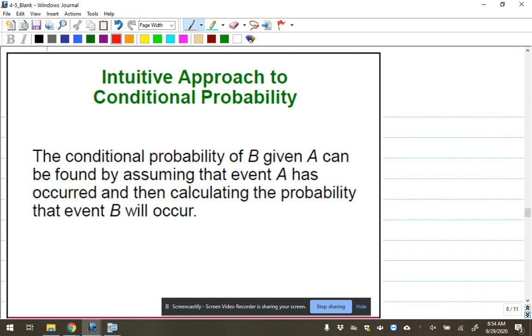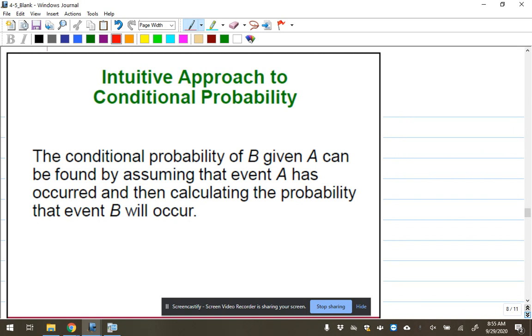It says the intuitive approach again. I'm not sure how intuitive it is. I think it makes sense, but you may not. Conditional probability of B given A can be found by assuming the event A has occurred and then calculating the probability that event B will occur. So that's like taking it out of the formula and doing it by looking at the data.